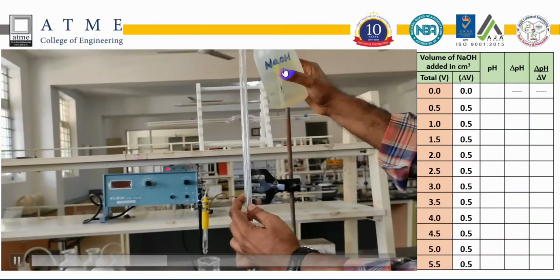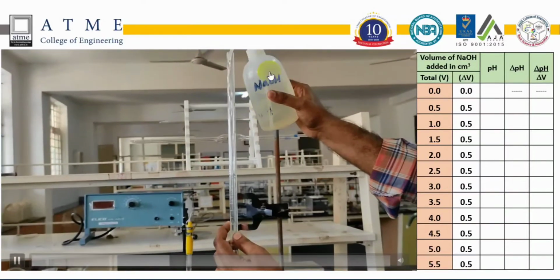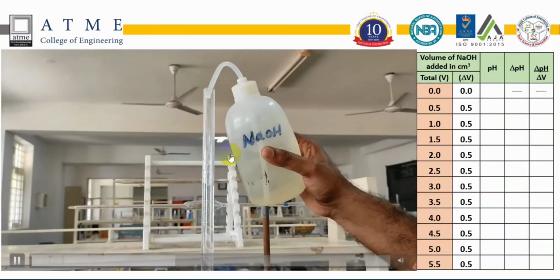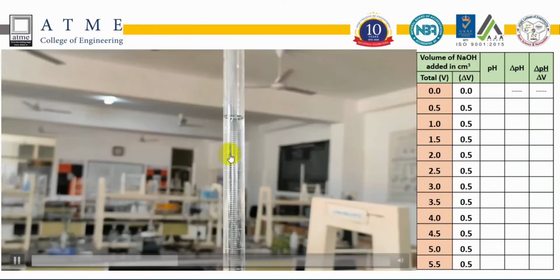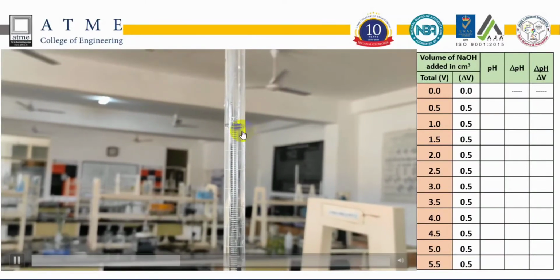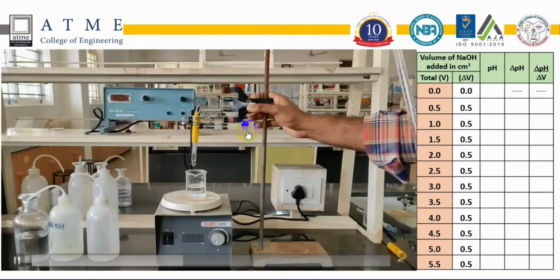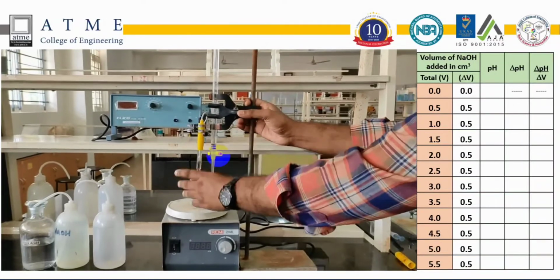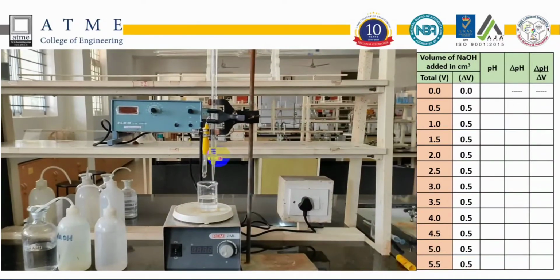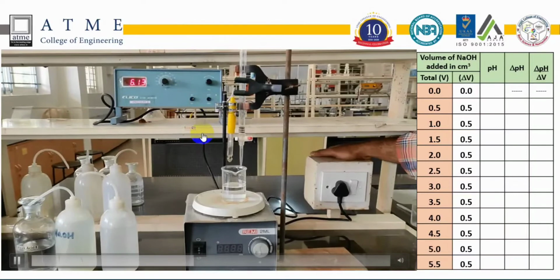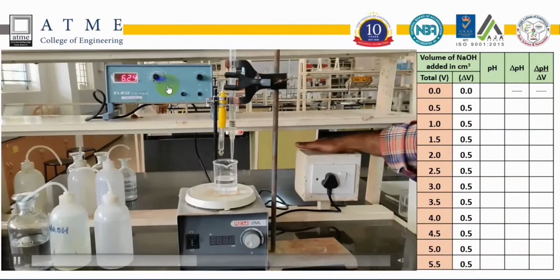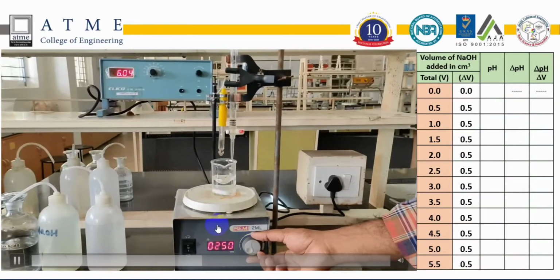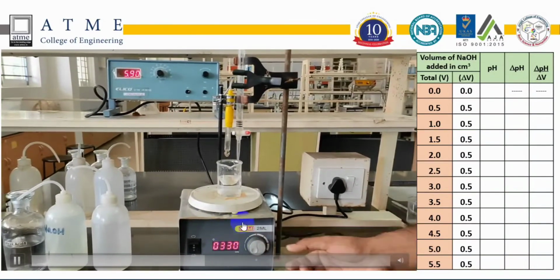Now fill the burette with standard NaOH, up to 0. Place the burette into the stand. Now immerse the electrode. Switch on the instruments, the pH meter as well as the magnetic stirrer. Fix the RPM level.